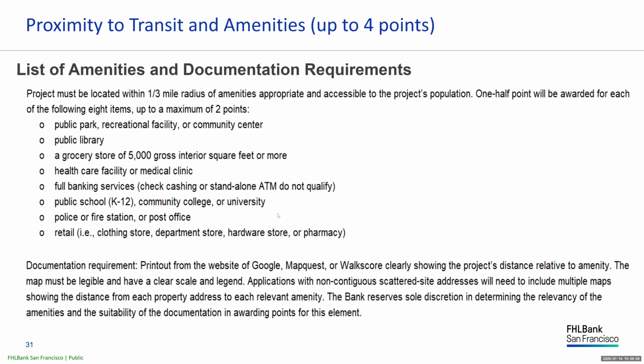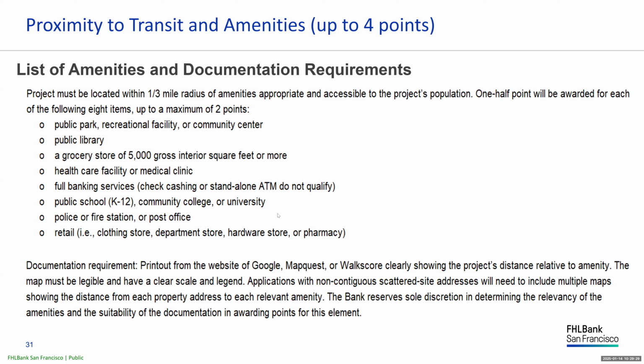Half a point, up to a maximum of 2 points, will be awarded for each of the 8 amenities listed. Note that you will not receive more than 1/2 point for each of the categories as shown here in this slide. If there are 3 parks near your development, you will still only receive 1/2 point.